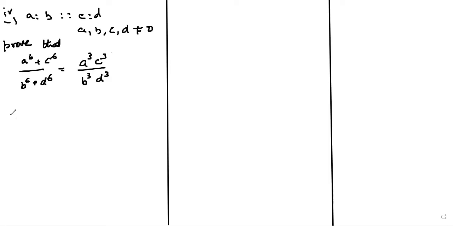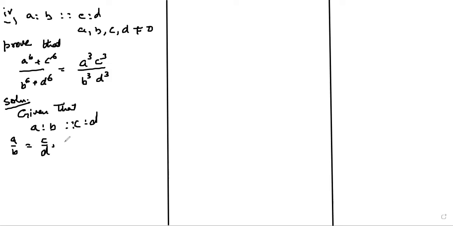Right, solution. Given that A, B, C and D are in proportion, means A over B equals C over D. So let A over B equals C over D equals K. This implies A equals BK and C equals DK.